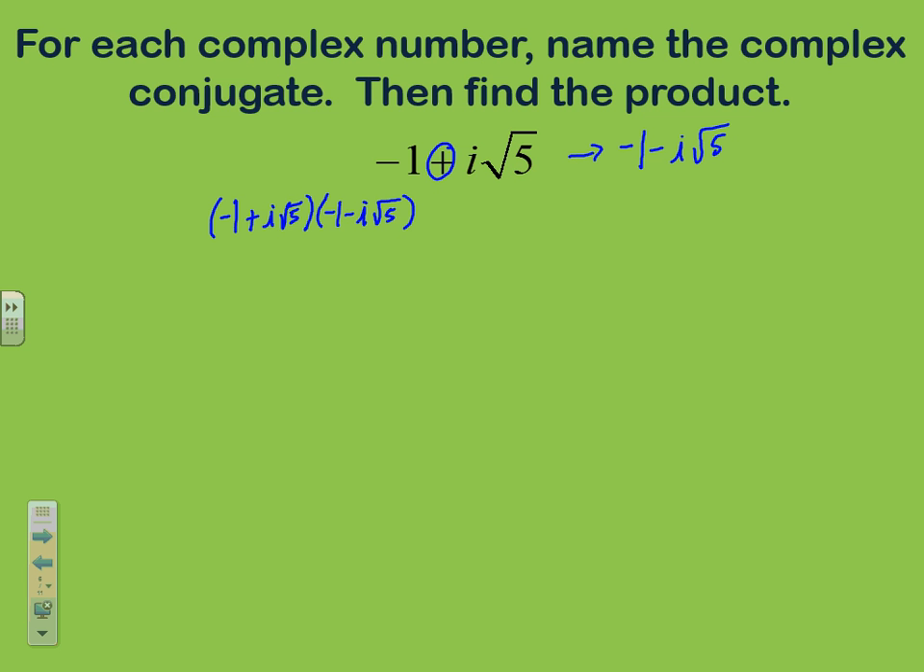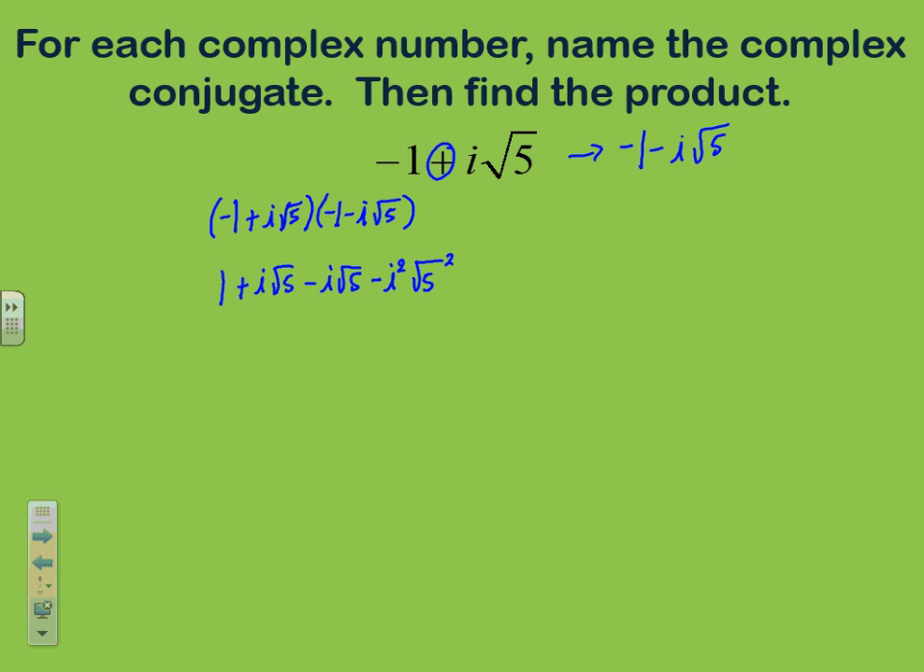So if we multiply these together, negative 1 times negative 1, that's just 1. Negative 1 times negative I radical 5 will give me a positive I radical 5. And now positive I radical 5 times negative 1 will give me negative I radical 5. And the last terms together, positive I radical 5 times negative I radical 5 will give me positive I times negative I will give me negative I squared. Radical 5 times radical 5 will give me radical 5 squared.